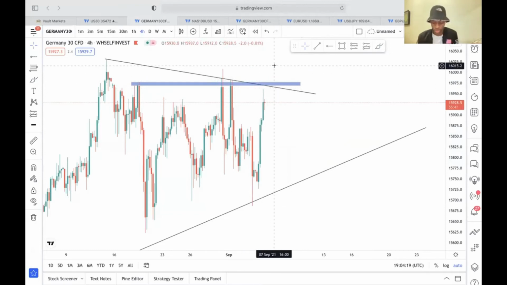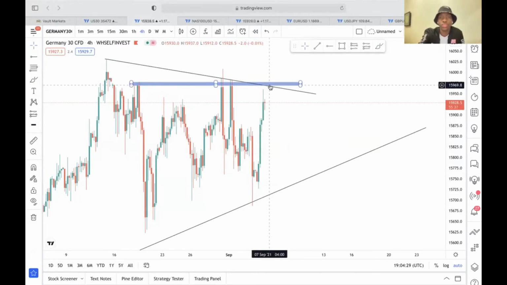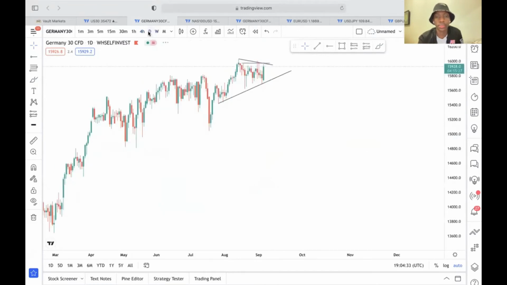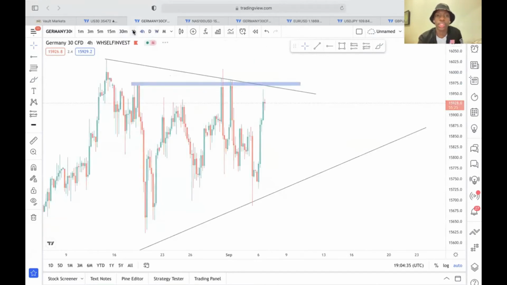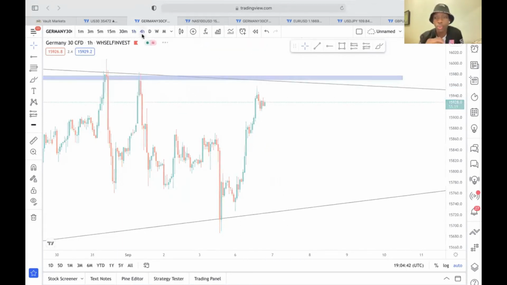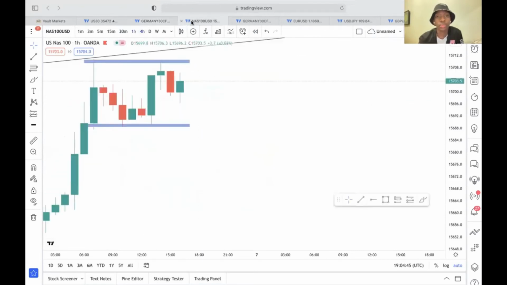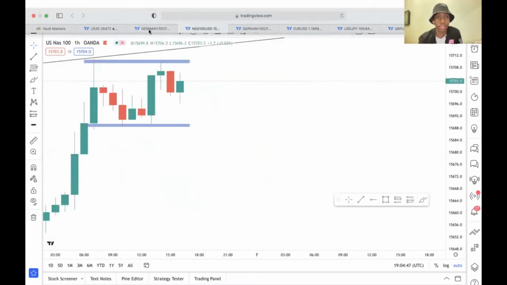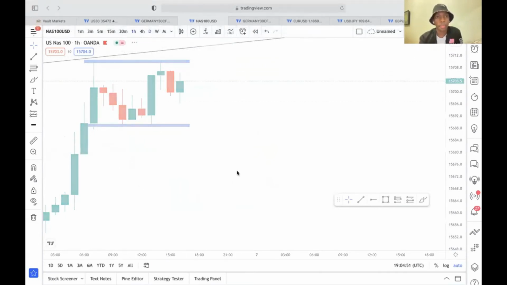If it respects, then I'm looking to sell. If it breaks, I'm looking to enter on the retest. Right, so that's my German 30 analysis. The session will be saved so you guys can rewatch, take screenshots and everything. That's just from the 4-hour time frame. I only went into 1 hour right now. That's the importance of starting your analysis on the bigger time frame, guys. It avoids you being caught on the wrong side of the markets.